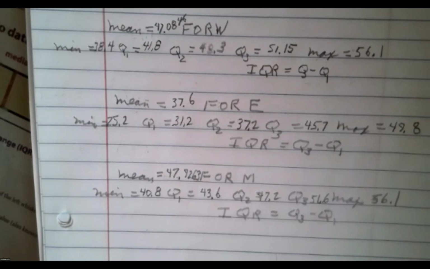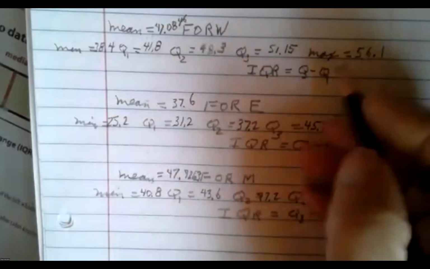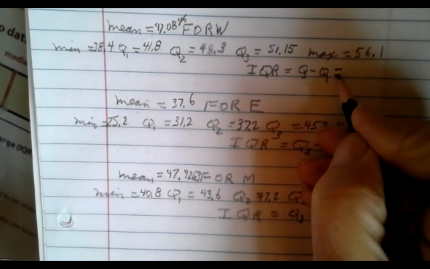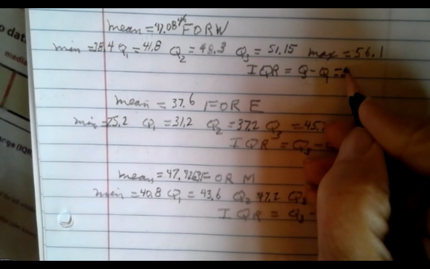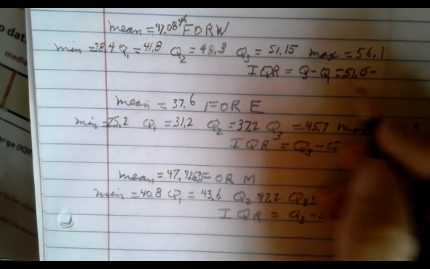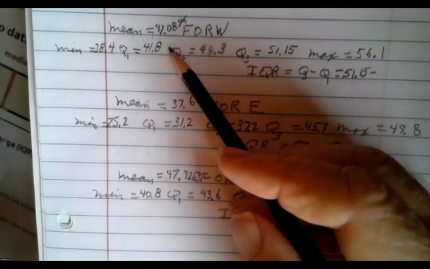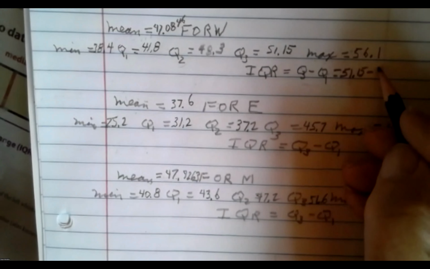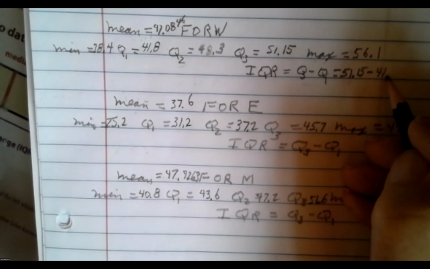Now, the first thing we need to do is to find the interquartile range for each one of these. So the first one is Q3 minus Q1. And for that, Q3 is 51.15 minus Q1, and Q1 is 41.8.